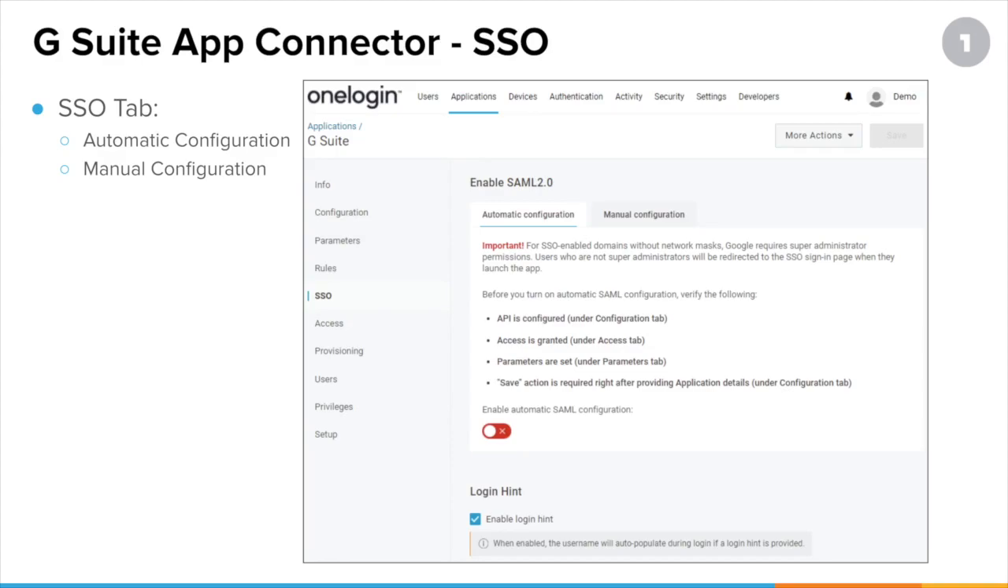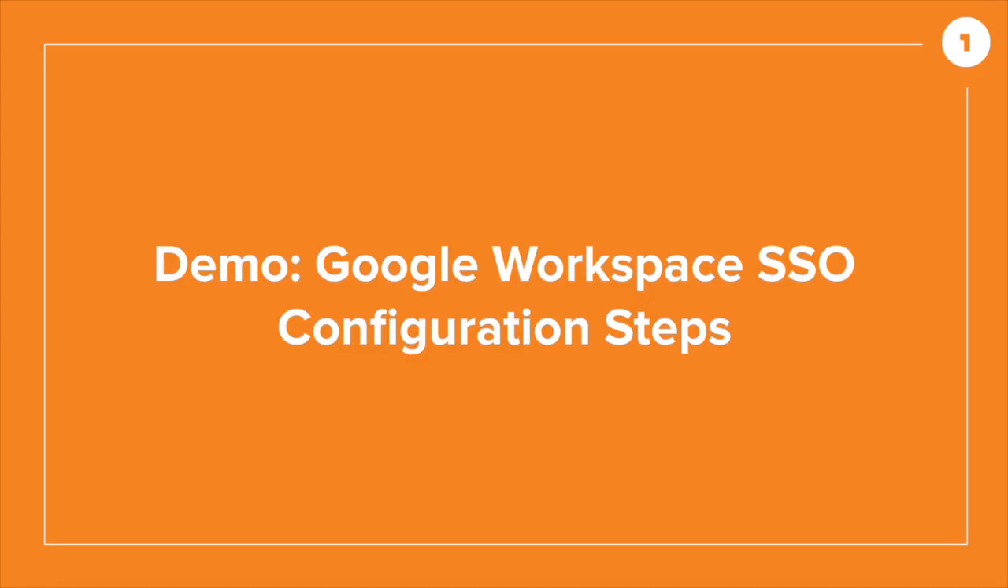If you want to, you can use the Manual Configuration tab where you'll find a certificate and URLs for things like the SAML endpoint, and you can go directly into the Google Admin Console and do all of this manually. But why do that when you can just toggle that little Enable Automatic SAML configuration and it will do it all for you? So let's go do it.